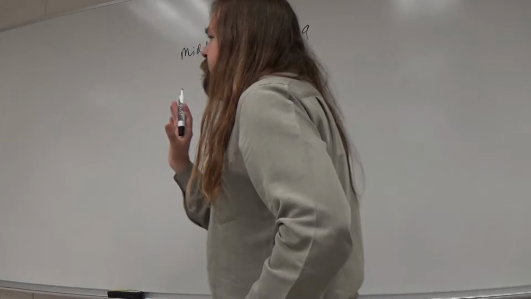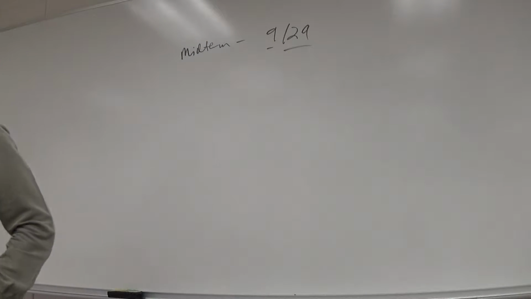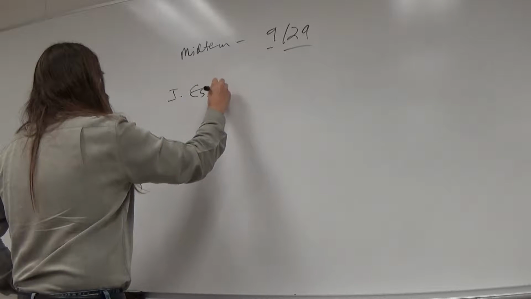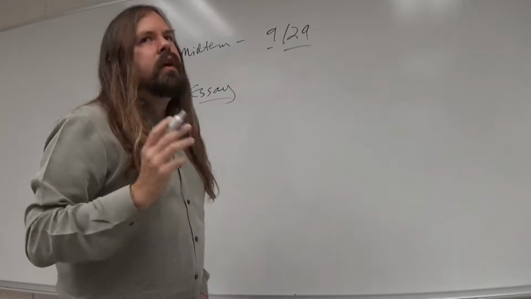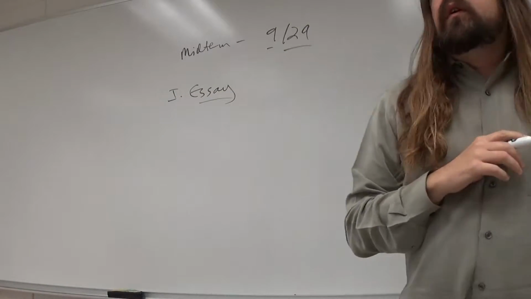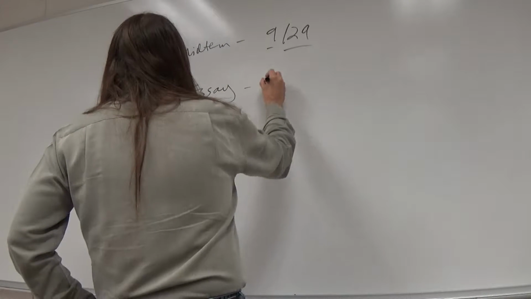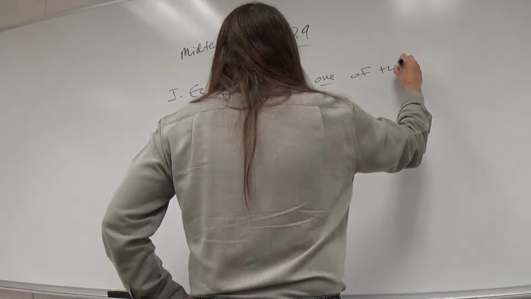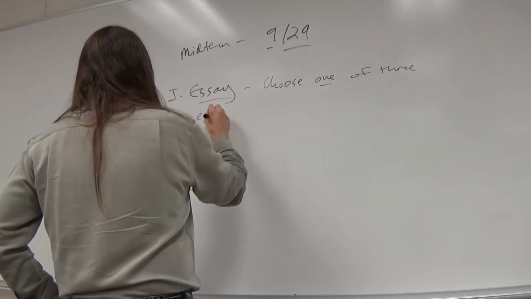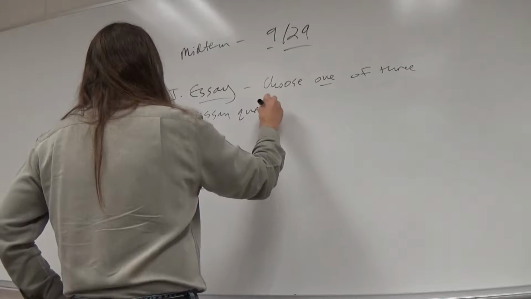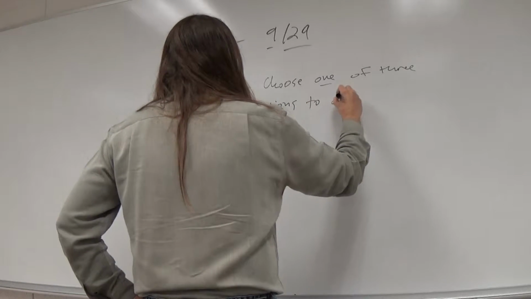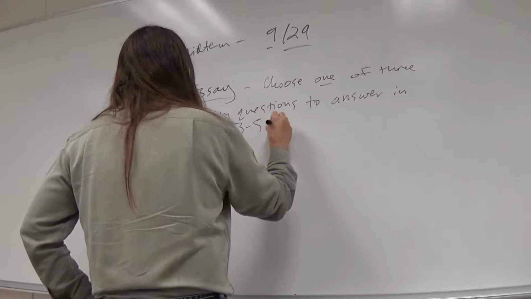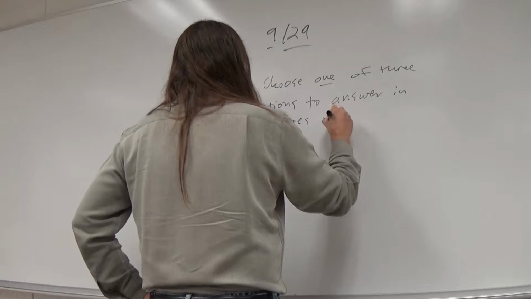Now, as far as what the midterm is going to look like, it's going to be in two parts. The first part is going to be a short essay. You are going to choose one of 3 essay questions to answer in about 3 to 5 pages of blue book paper.